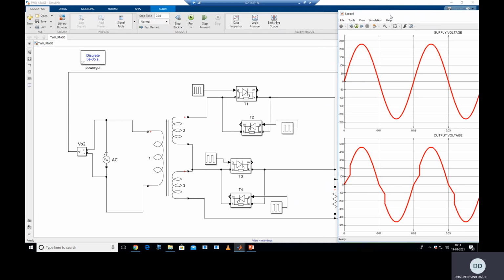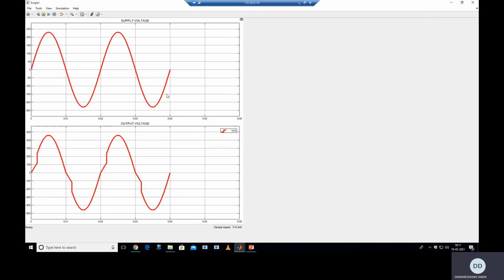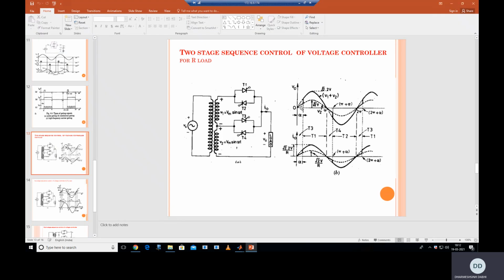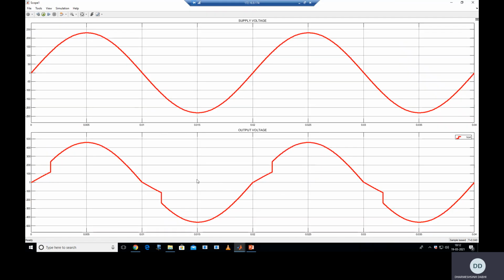So the same waveform as we have seen in the theory, you can see here. You can see the theoretical waveform, this is the output voltage, and this is the practical waveform. Both are the same. So this is a two-stage sequence AC voltage controller for R load condition.